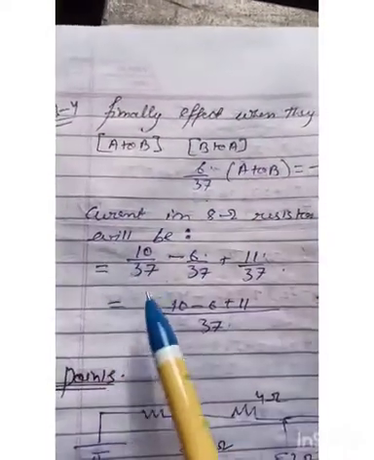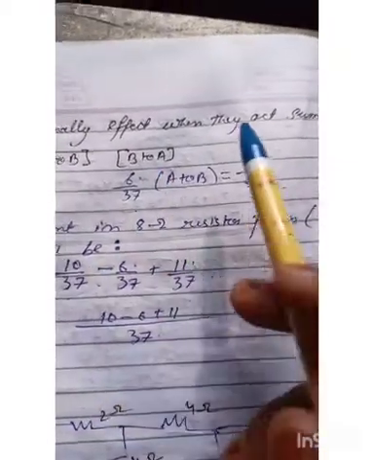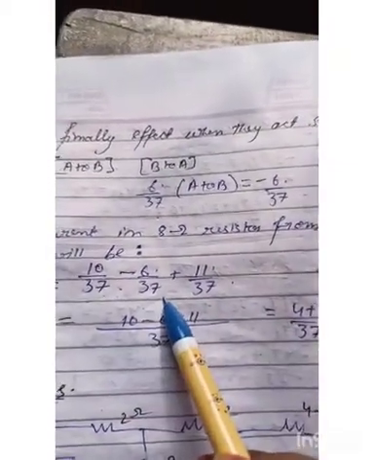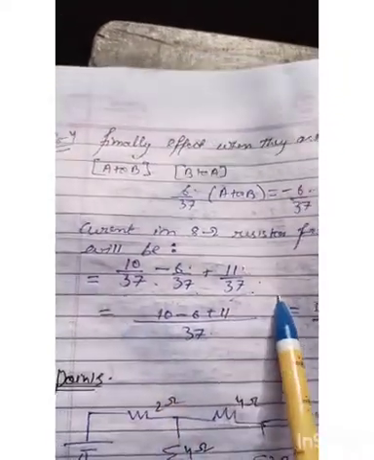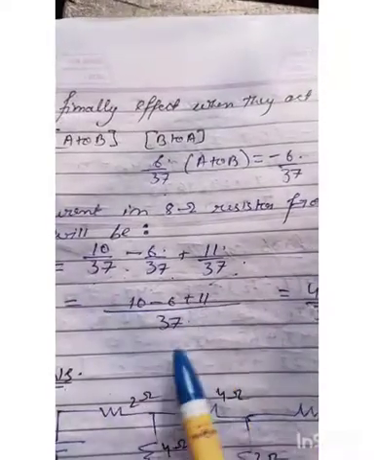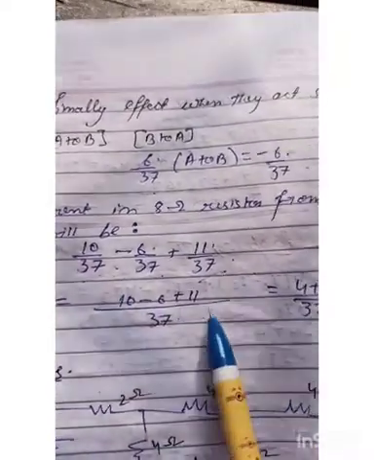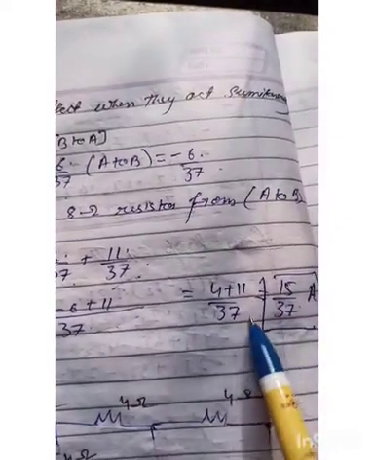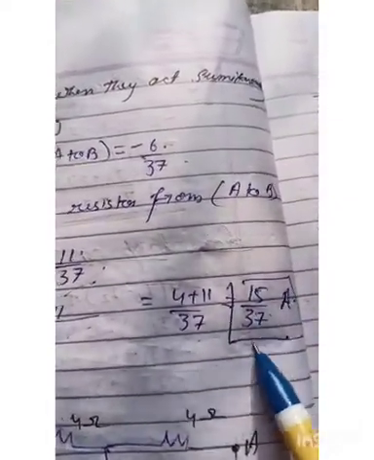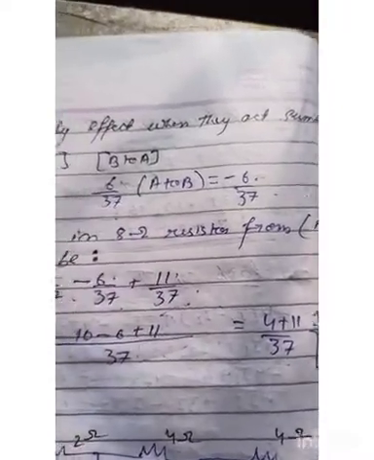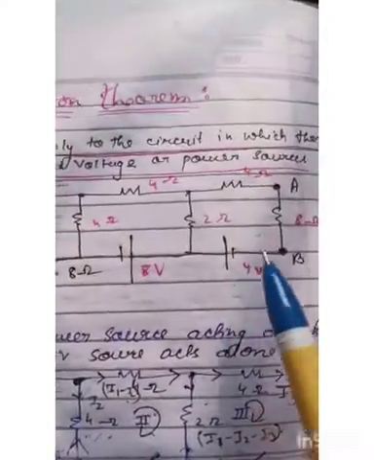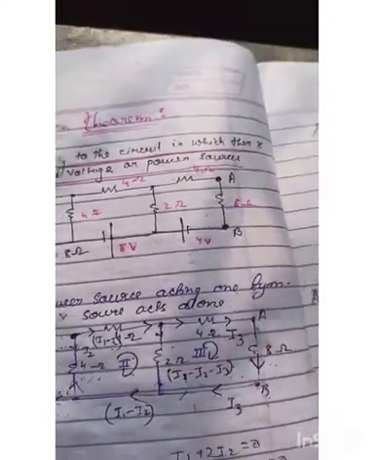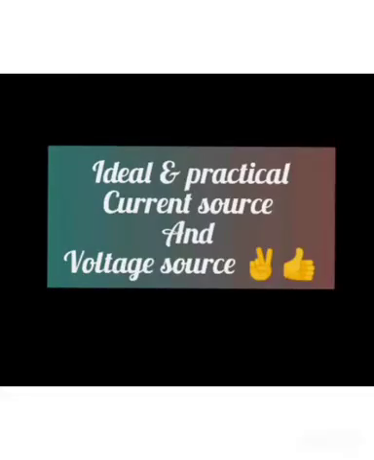Then 10 by 37 from 20 volt, minus 6 by 37 from 8 volt, and 11 by 37 from 4 volt. We add it together. After adding it, over 37 and 10 minus 6 plus 11, we get 4 plus 11 by 37 is equal to 15 by 37 ampere. This is our current, 15 by 37, in the 8 ohm resistor. That's all.